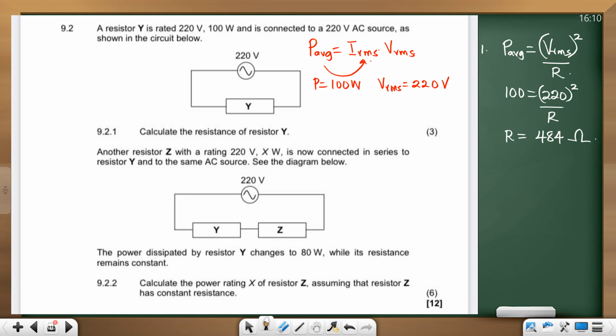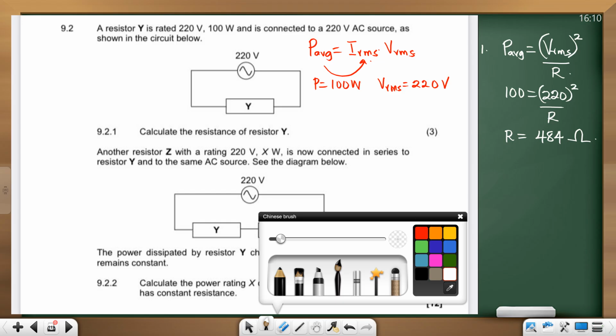Write the things you are given. Another resistor Z with a rating of 200 volts, X watt. Now we don't know that. Is connected in series. Please bring in your electric circuit knowledge, to Y, see the diagram below. How are they connected? Series.